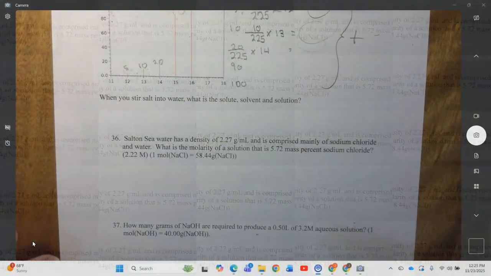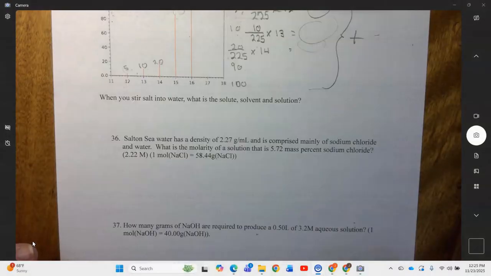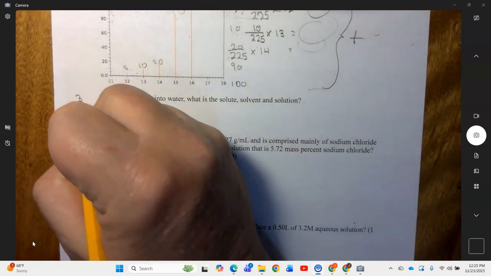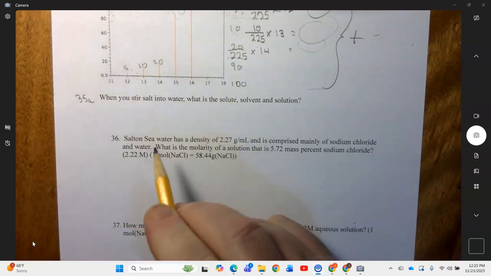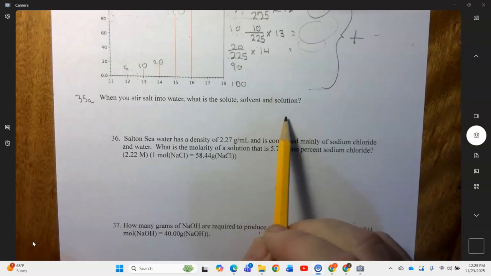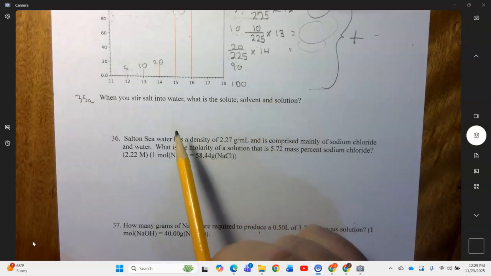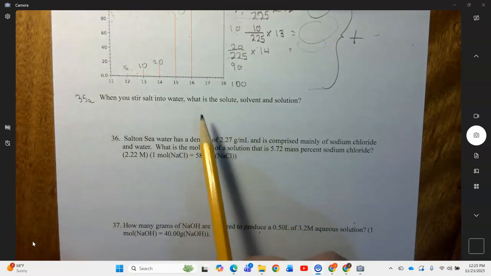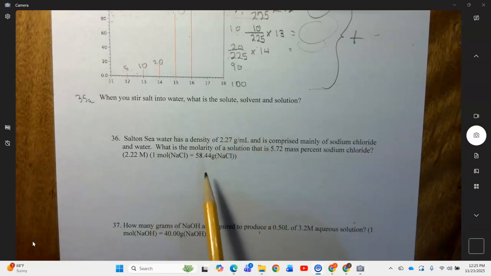Okay, so here we go, and we're now on number 36, and now the next 3 problems are solution stoichiometry, okay? And let's actually answer this, and I didn't give it a number, so let me call it 35A. Okay, when you stir salt into water, what is the solute, the solvent, and the solution? So the solute is what's getting dissolved, that's the salt. The solvent is what does the dissolving, that's the water. And the solution is the 2 of them together, the solute and the solvent together. Okay, so you can write out that answer there.